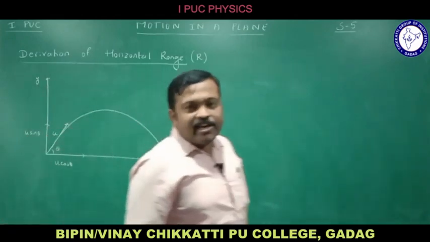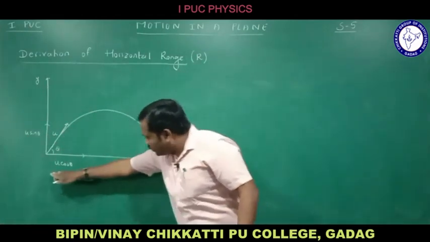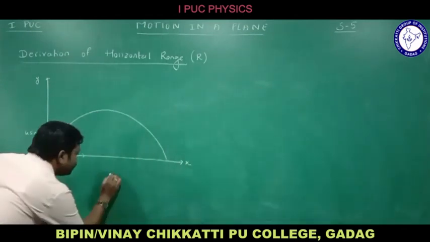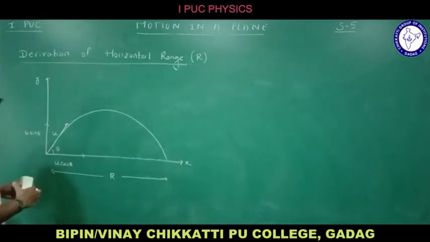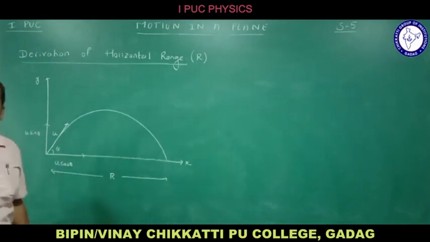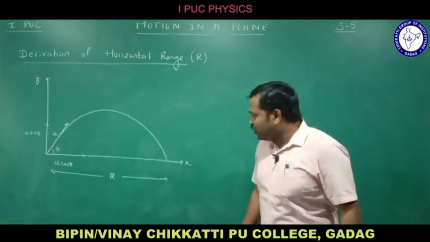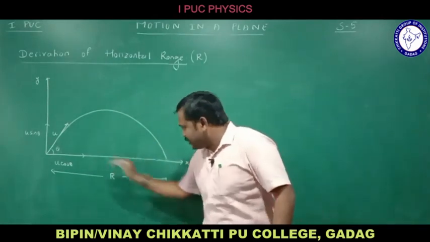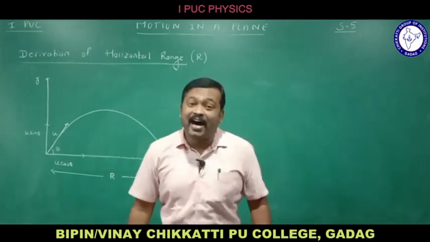We are deriving the expression for horizontal range. What is horizontal range? Horizontal distance covered, right? This is the horizontal range. From this point to this point, what is the horizontal distance covered by the projectile? How far the object will fall after throwing. That distance is called horizontal range, and let me take that horizontal range as R here.